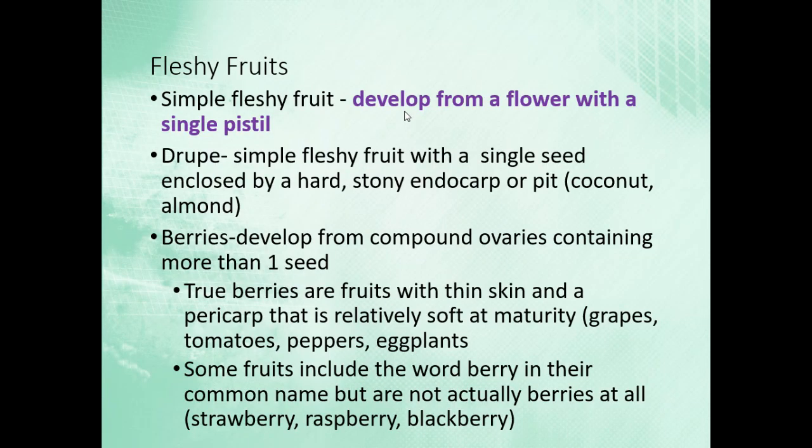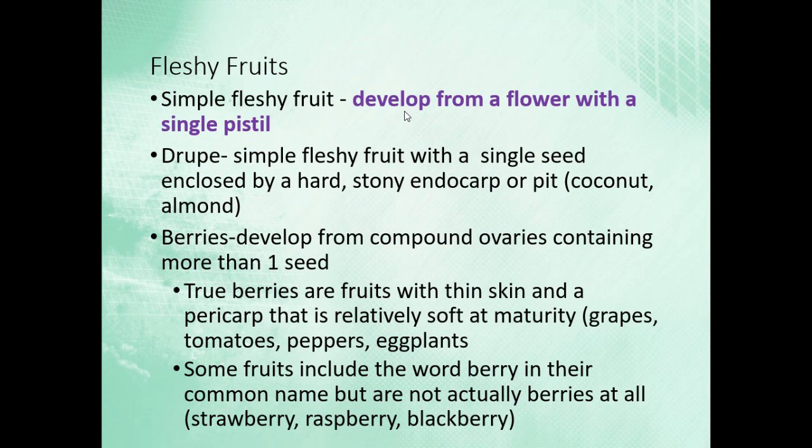Fleshy fruits. Simple fleshy fruits develop from a flower with a single pistil. A drupe is a simple fleshy fruit with a single seed enclosed by a hard, stony endocarp or a pit, something like a coconut or an almond. Berries develop from compound ovaries containing more than one seed. True berries are fruits with thin skin and a pericarp that is relatively soft at maturity. So these are things like grapes, tomatoes, peppers, and eggplants.